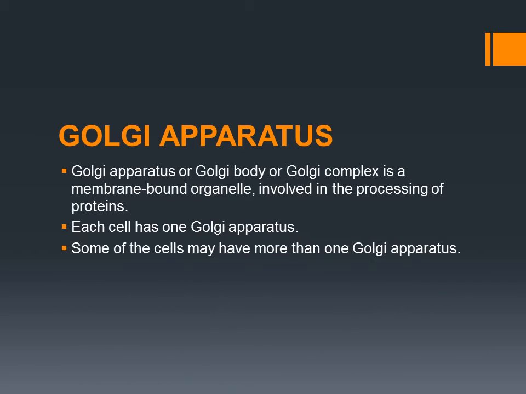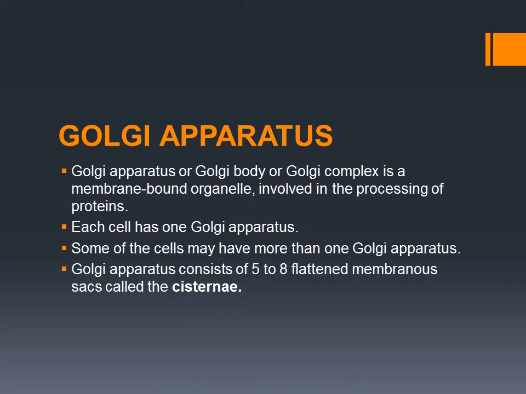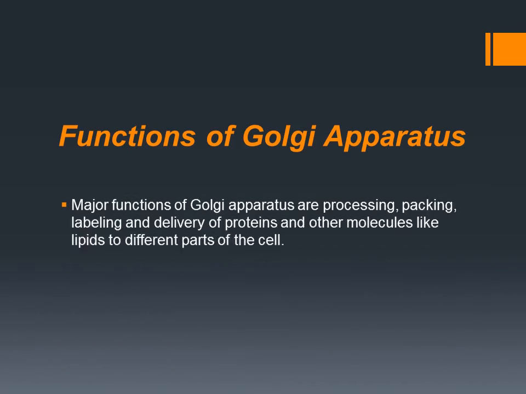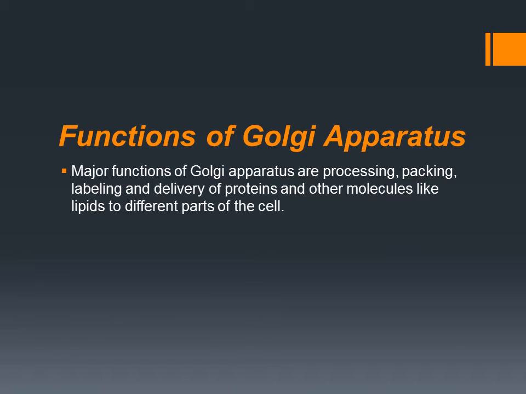Each cell has one Golgi apparatus. Some of the cells may have more than one Golgi apparatus. Golgi apparatus consists of 5 to 8 flattened membranous sacs called the cisternae. Function of Golgi apparatus. Major functions of Golgi apparatus are processing, packing, labeling, and delivery of proteins and other molecules like lipids to different parts of the cell.